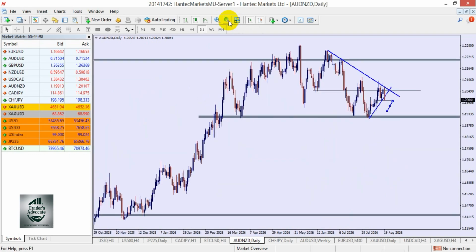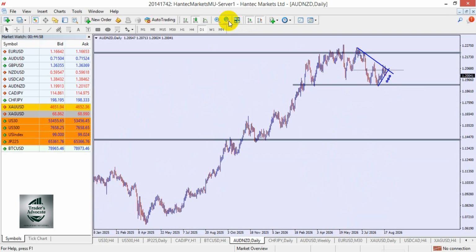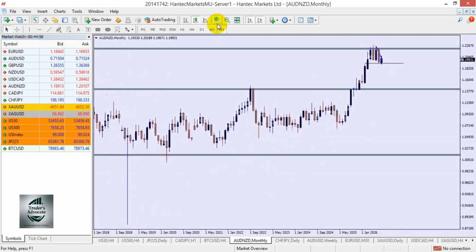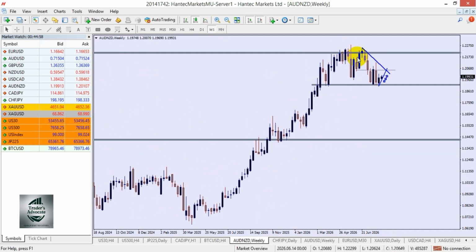What can I see here for AUD NZD? The Aussie New Zealand pair has been consolidating for quite a while. On a daily time frame, we form what they call a double top. This is the first top, this is the second top. Double tops are bearish reversal chart patterns. They can reverse a trend from being bullish to being bearish.